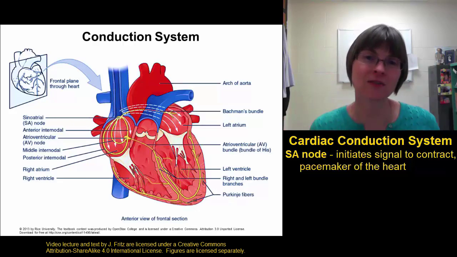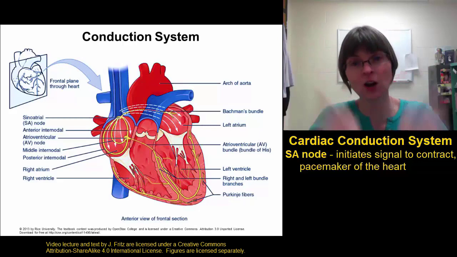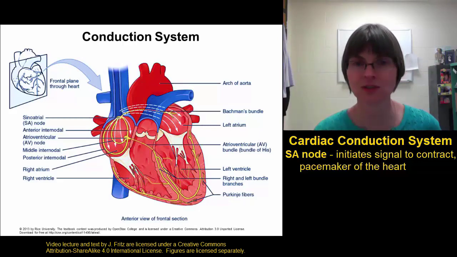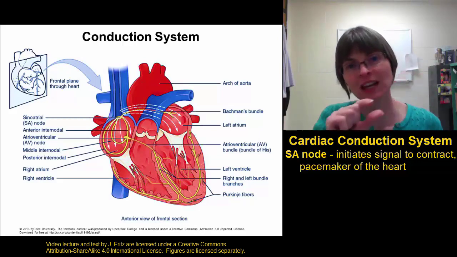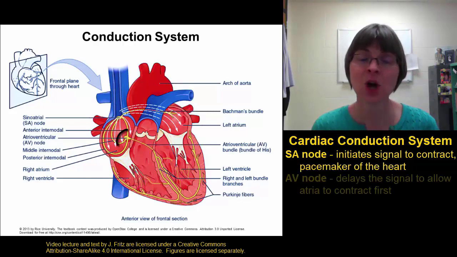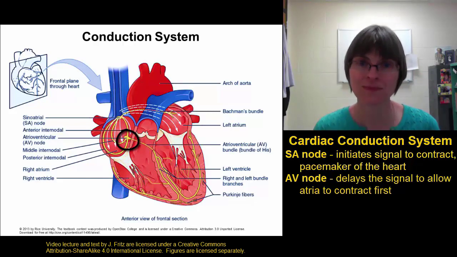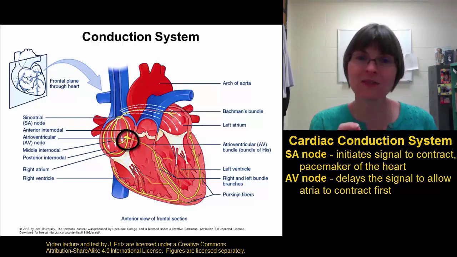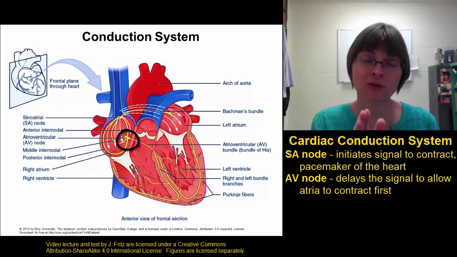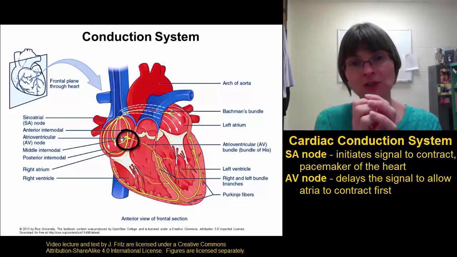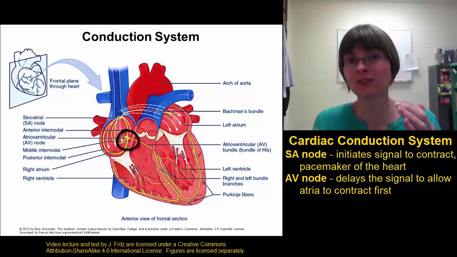The atria and the ventricles aren't connected by gap junctions, so the signal from the atria is not automatically going to spread to the ventricles. Instead, it has to go to the second part of the cardiac conduction system, which is called the AV node. At the AV node, we pause for a moment. The AV node is sort of like a delay mechanism. It slows down the signal coming from the atria, so there's time for the atria to contract first before the signal gets passed on to the ventricles.